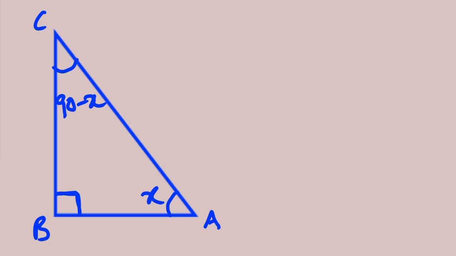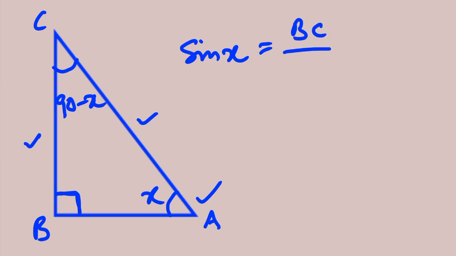Here I am applying with respect to angle A. If I apply the sine ratio, if I take sin x, with respect to angle A, according to the sine ratio it is opposite side by hypotenuse. The opposite side is BC and the hypotenuse is AC. So sin x equals BC by AC.